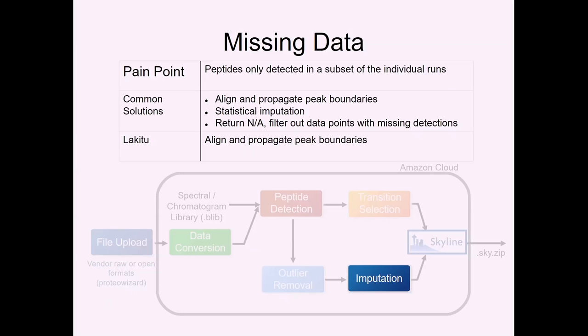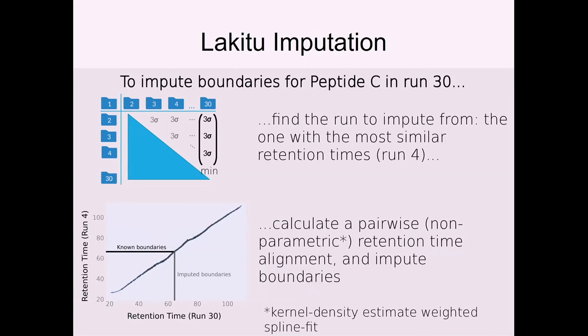In our case, we align and try to propagate the peak boundaries. This is the case where we find the most similar runs, and we then align our sample, which has an unknown or missing point, and align the retention times to one another. We then transfer and impute the integration boundaries from one run to the other run.